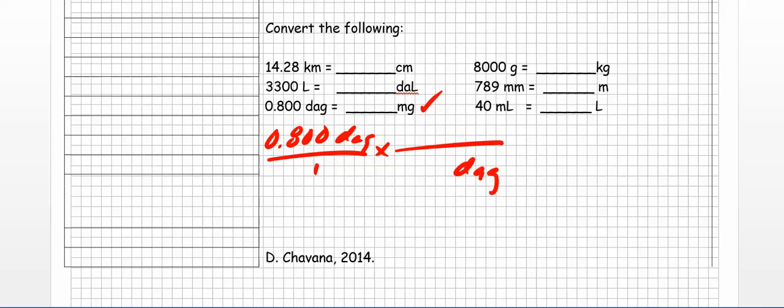And I'm going to put grams right here. How many grams are there in a decagram? 10. 10 grams in a decagram. Okay, you can check your table if you're not sure of that. This and this are going to cancel away, and I'm going to be left with the unit of grams. But I'm not looking for grams. I'm looking for milligrams, so I have another step to go.